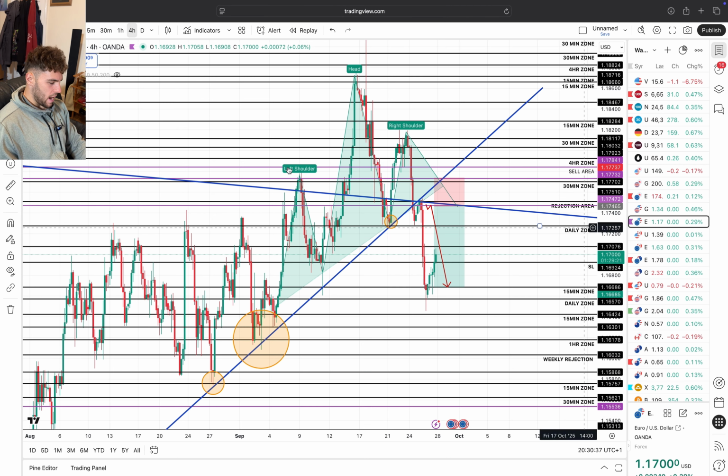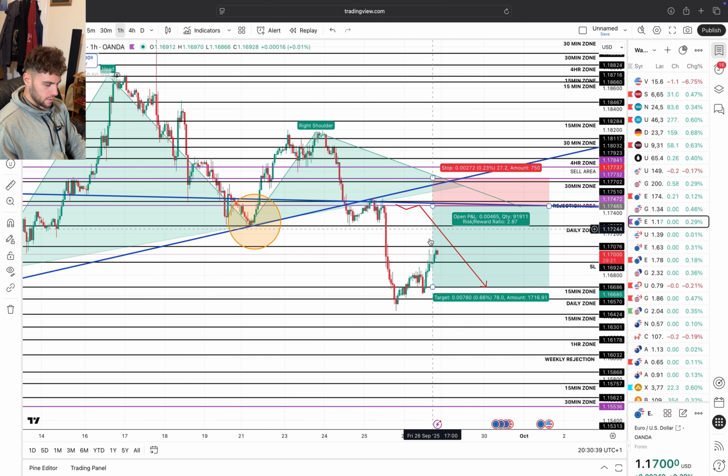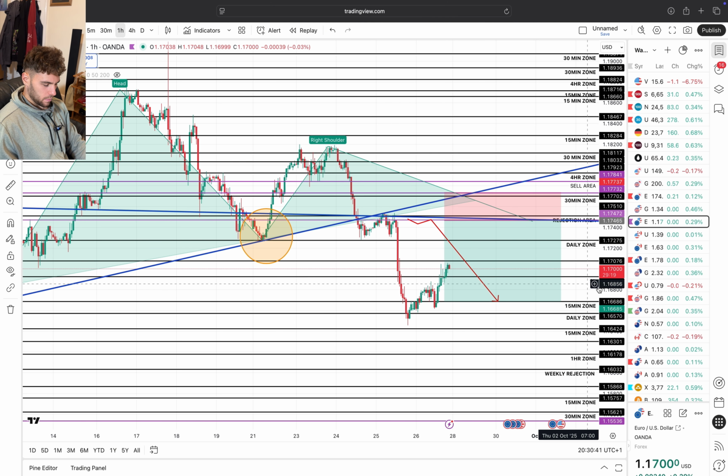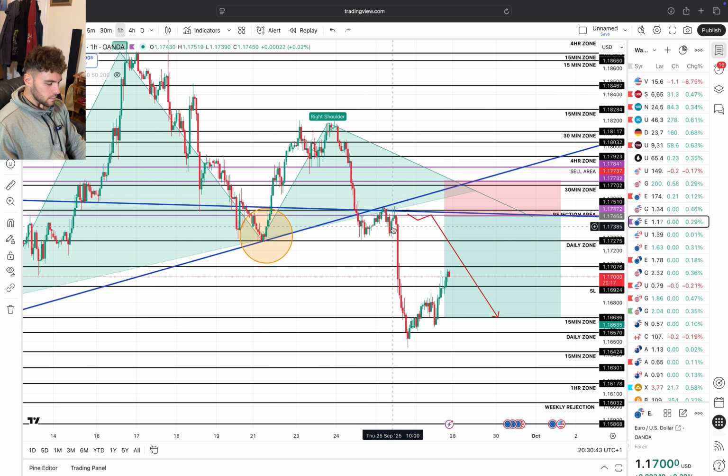So let's hop down to the 1 hour where we look at the risk to reward parameters and everything like that as well. As you can see, my entry was at this point here, 117.472. We got the break, we got the retest of this level, and then I was looking for the break and close underneath, which I got an entry at this level here. We've got the break, we've got the close at this level. I was in this trade.